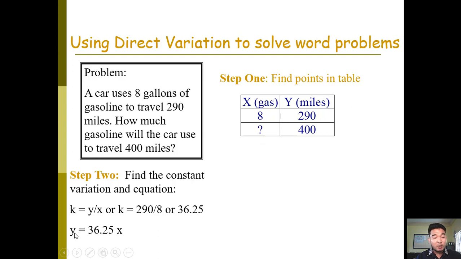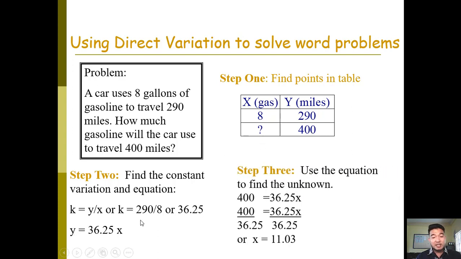So, palitan natin si y ng 400. Magiging 400 equals 36.25 times x. And to eliminate 36.25, we divide the whole equation by 36.25. So 400 divided by 36.25 is 11.03. Ibig sabihin, we need 11.03 gallons of gasoline to travel 400 miles.